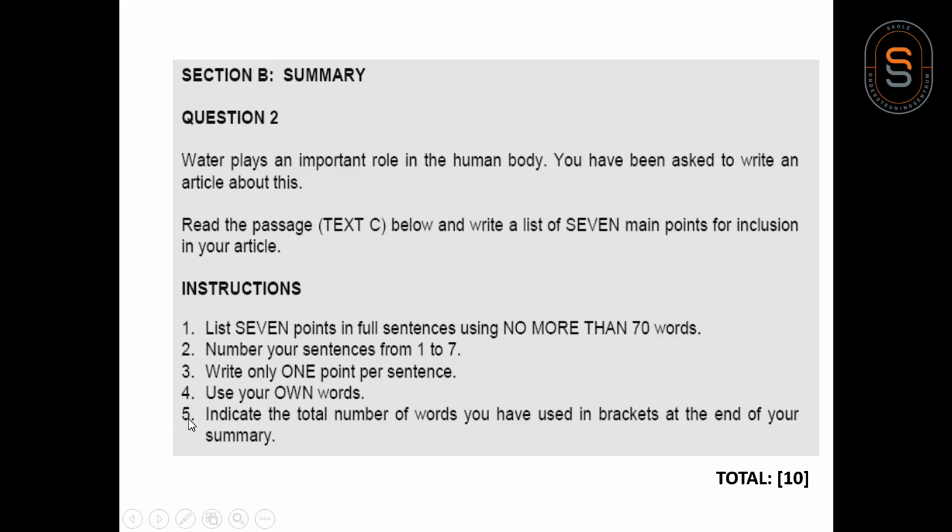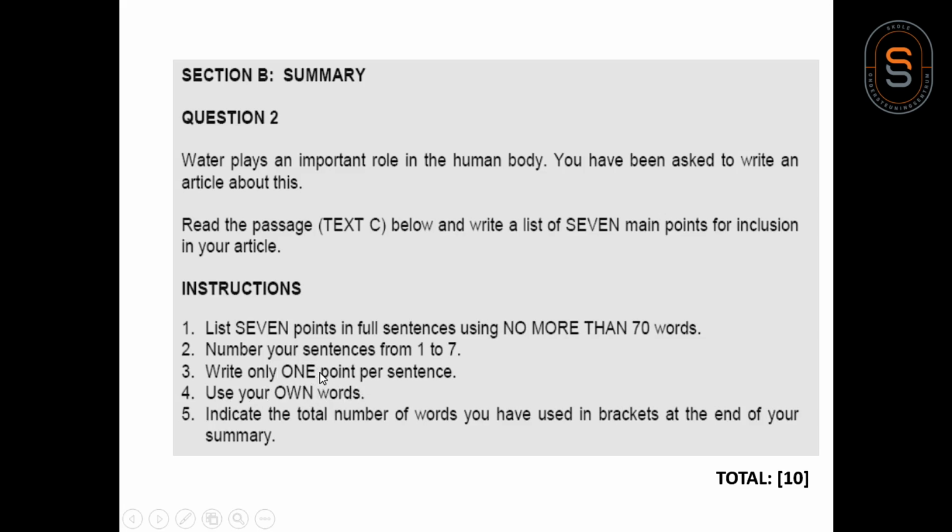Very important with number 5, don't lie. The marker will know if it's more than 70 words. We are counting every word, so write the correct number of words down. So these are your instructions that you have to follow to the letter. 7 points. No more than 70 words, must be in point form. Number your sentences from 1 to 7. 1 point per sentence, 1 fact per sentence. Right, use your own words. Remember to still write in full sentences.